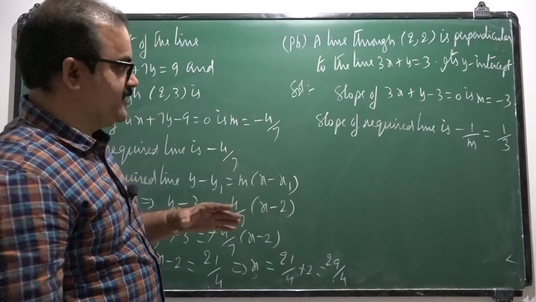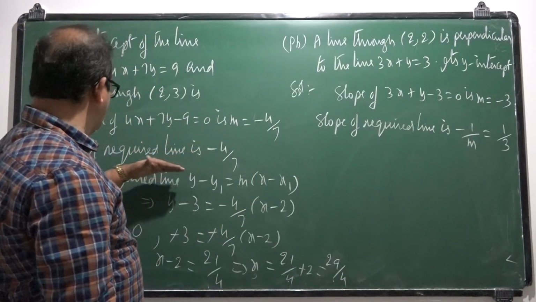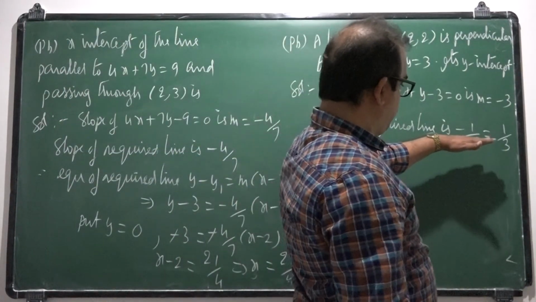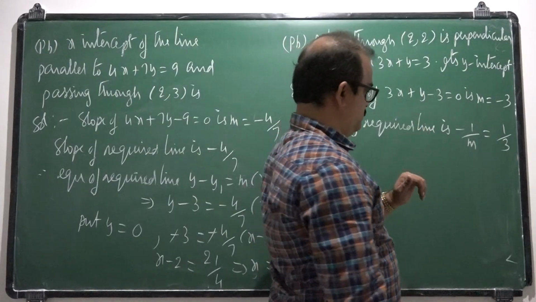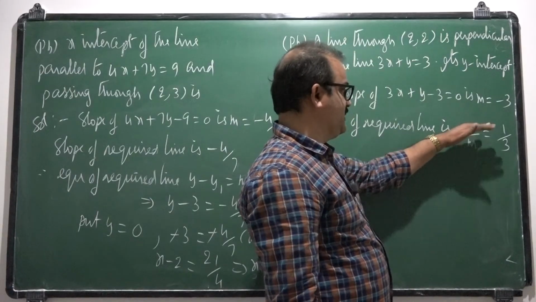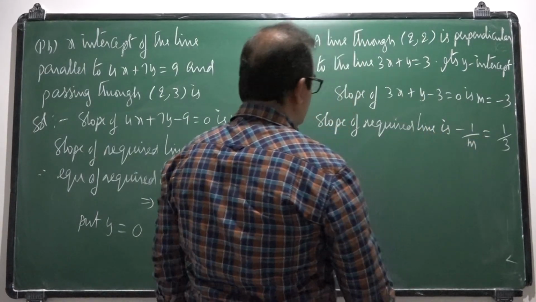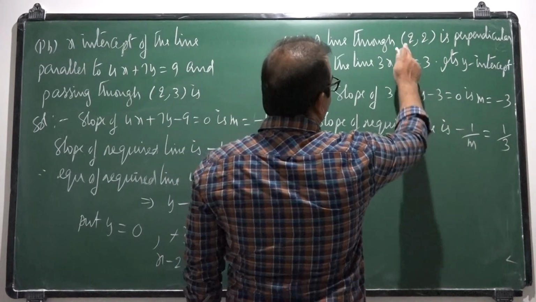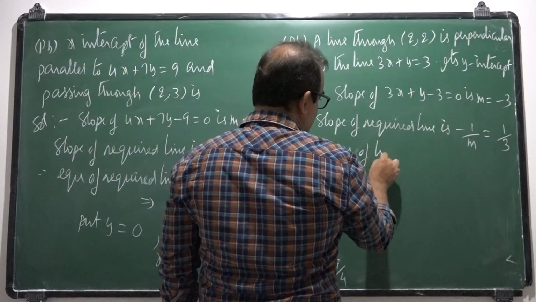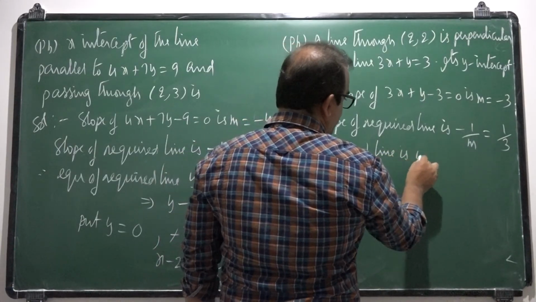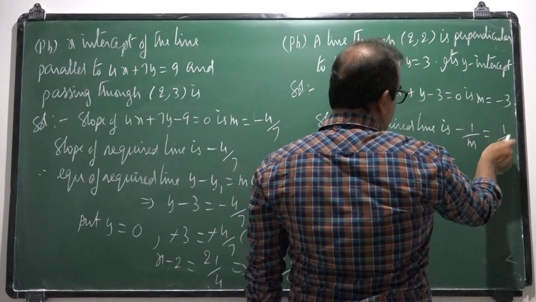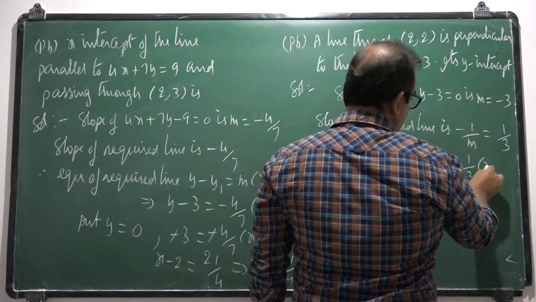Listen to this point carefully. When two lines are parallel, then slopes are equal. When two lines are perpendicular, the product of the slopes is minus 1. If m is the slope of the given line, then the slope of the perpendicular line is minus 1 by m. Slope is known and the point is known. Therefore, the equation of that line is y - y1, y1 is 2, equal to m into (x - 2).